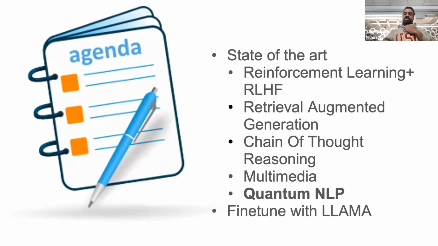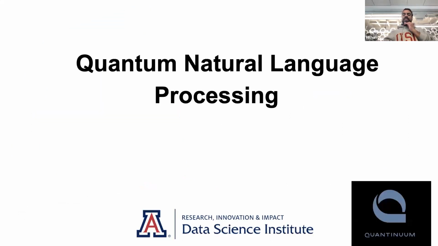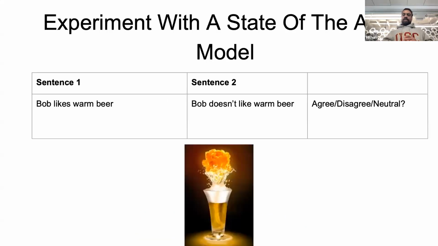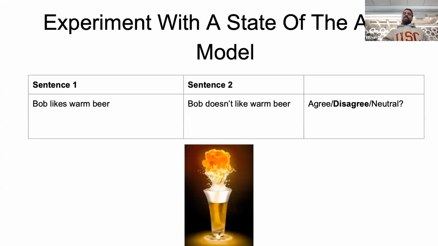Hopefully it's very interesting to me, and might be interesting to you after, I hope so. So here were some experiments I did. This is my bread and butter, my favorite topic, quantum natural language processing. Let me start with this example. Here are two sentences: "Bob likes warm beer" and "Bob doesn't like warm beer." I ask you, as a user, do these sentences agree, disagree, or are neutral to each other? Of course you tell me they disagree with each other.